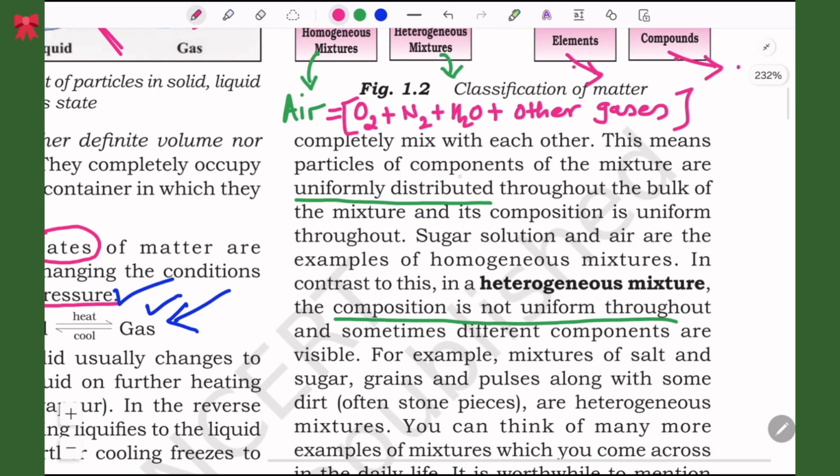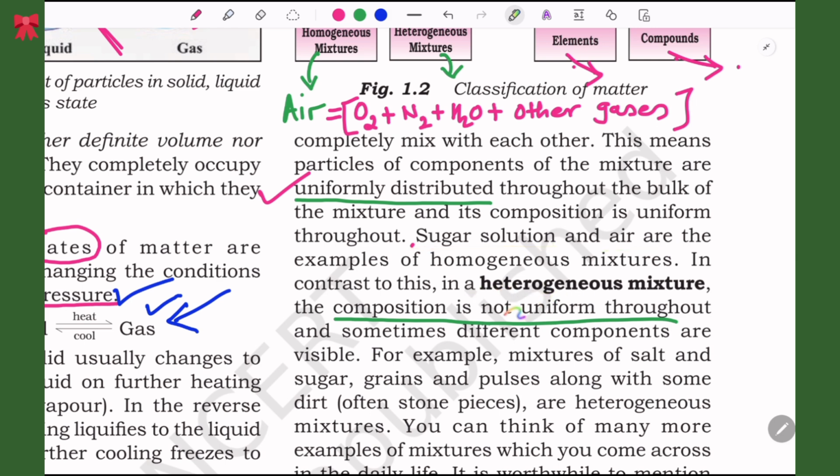Yes, the particles of components of the mixture are uniformly distributed throughout the bulk of the mixture, and its composition is uniform throughout. For example, there's a good example given here: sugar solution. You will see that the sugar solution is going to have sugar in the same percentage throughout. Air is also a homogeneous mixture.